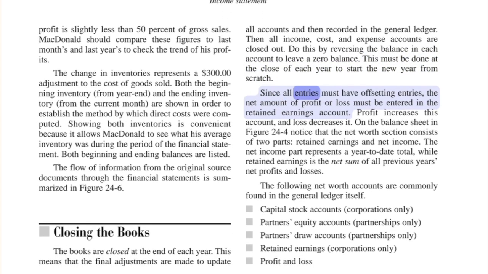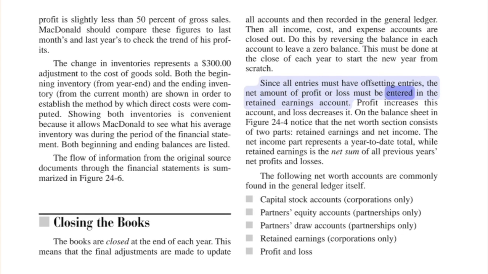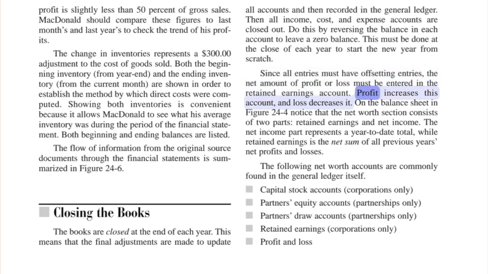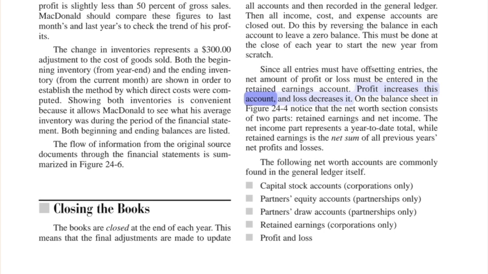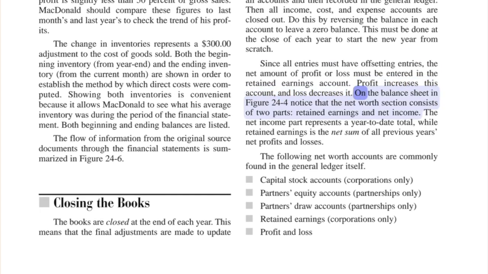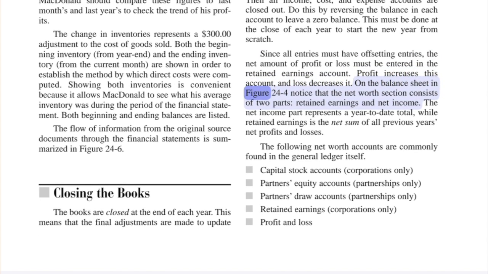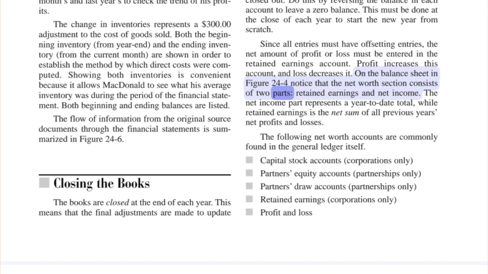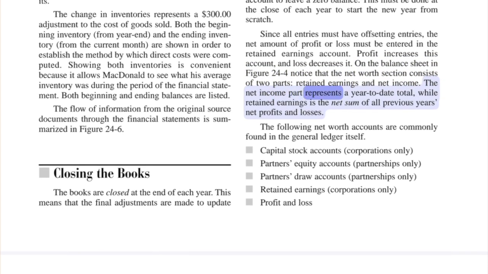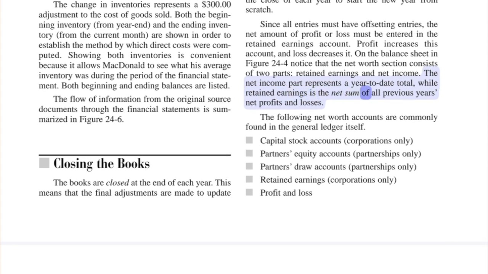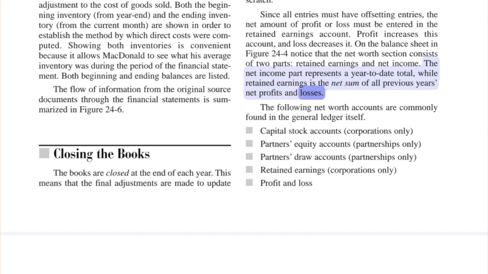Since all entries must have offsetting entries, the net amount of profit or loss must be entered in the retained earnings account. Profit increases this account and loss decreases it. On the balance sheet in Figure 24-4, notice that the net worth section consists of two parts: retained earnings and net income. The net income part represents a year-to-date total, while retained earnings is the net sum of all previous years' net profits and losses.